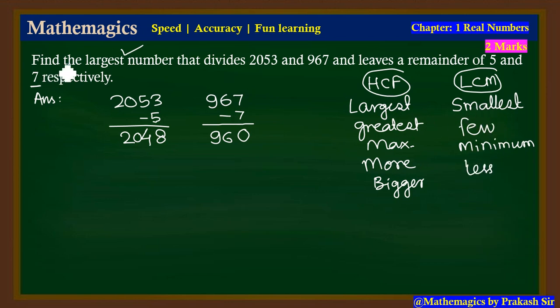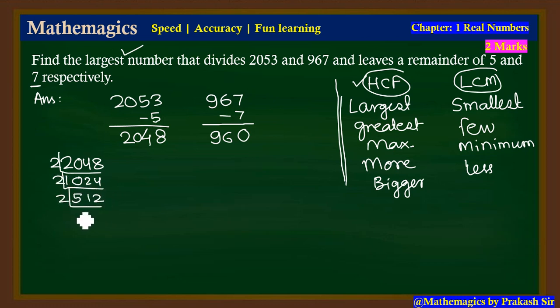So here the question is asking regarding the largest number. So obviously largest means we have to calculate the HCF here. Please note all these things because these are the most important clues, especially for this chapter. So we have to find the HCF. So we have to find the prime factorization. So 2048 I am calculating. So 2 will go, 2 1 ja, 2 0 ja, 2 2 ja, 2 4 ja. Here 2 will go, it becomes 512.